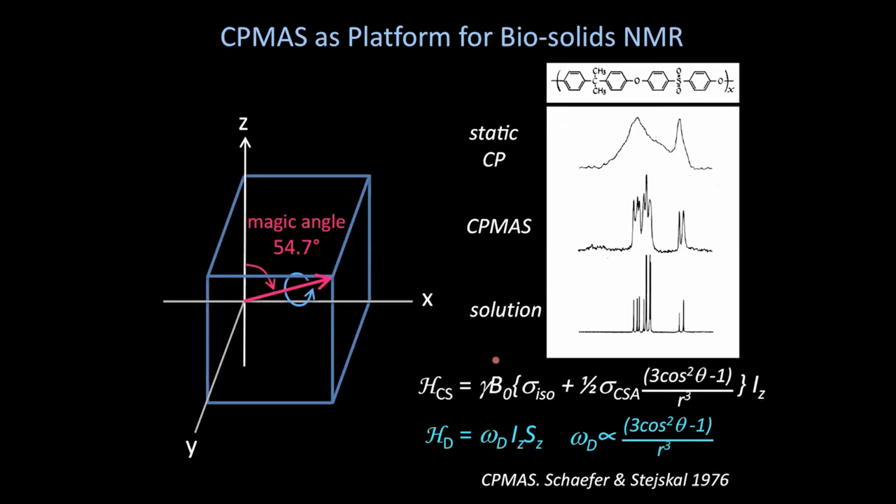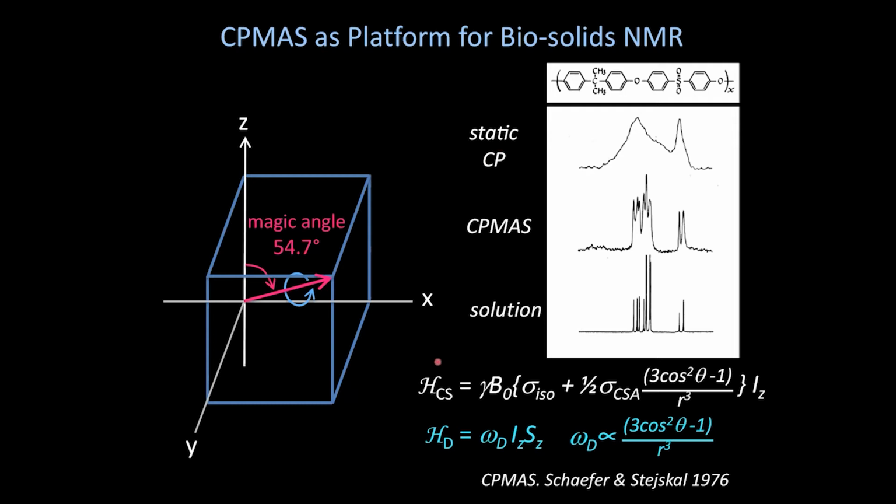And of course, we're spinning at a precise angle called the magic angle, which corresponds to the body diagonal of a cube. When you rotate a cube about the body diagonal, you rotate the Z into the X into the Y axis. So you can appreciate you get this spatial averaging.